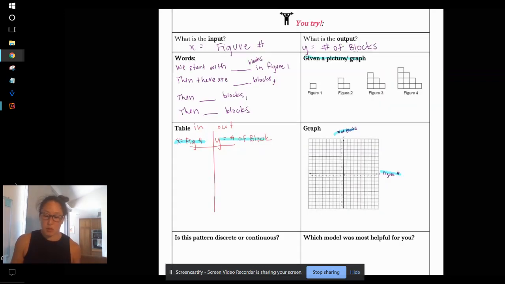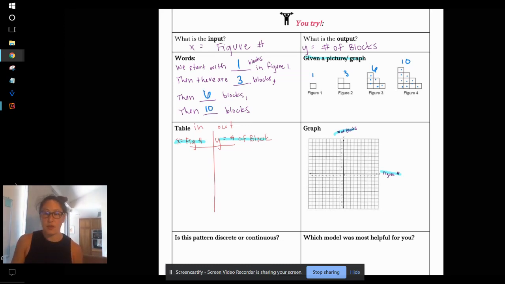So I'm going to look, we're going to start with one block. Oh, different color. Okay, we're going to start with one block. Then there are 3 blocks. You can label them on here if you want. Then there are 6 blocks. Then there are 1, 2, 3, 4, 5, 6, 7, 8, 9, 10. Then there are 10 blocks. Okay, so let's see. Then there are 6, and then there are 10.